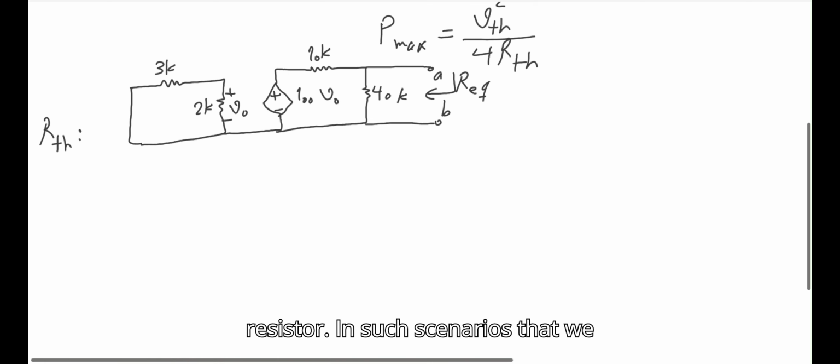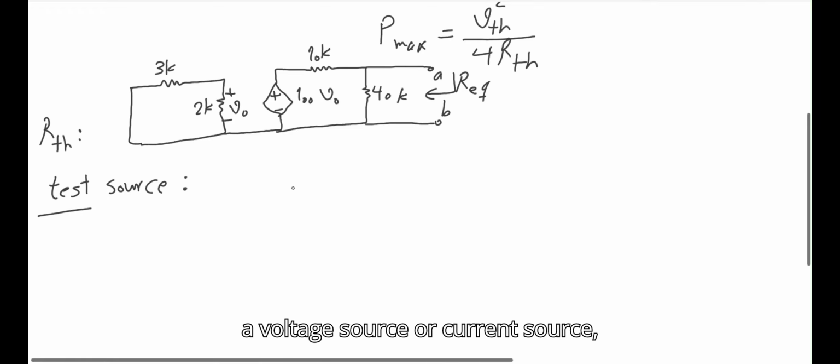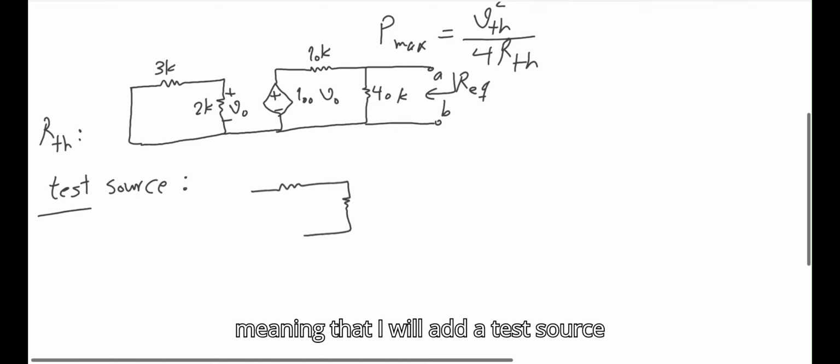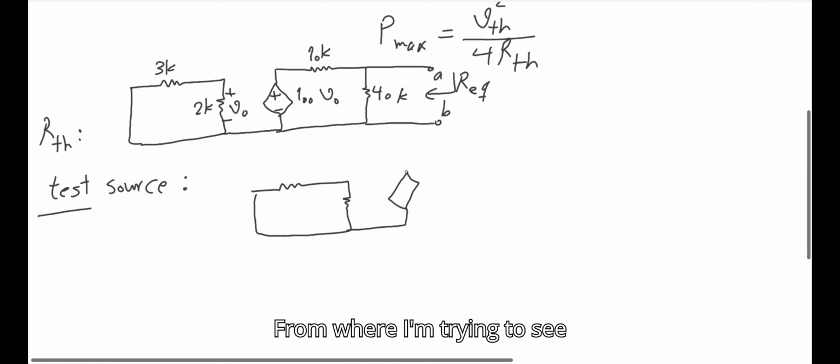In such scenarios that we have dependent voltage sources and current sources, the best way to solve the problem and find the Thevenin resistor is through a test voltage source, or I just say test source. It could be voltage source or current source, meaning that I will add a test source at the end of the circuit from where I'm trying to see the equivalent.